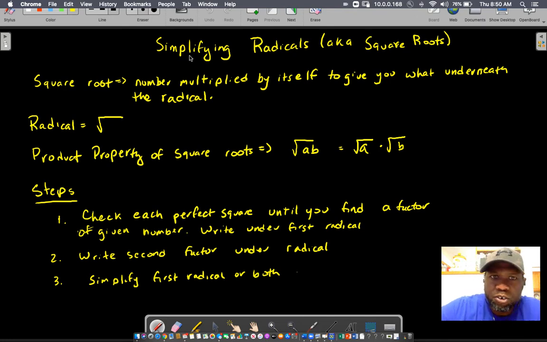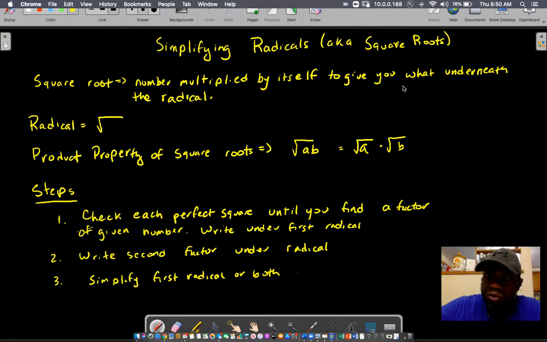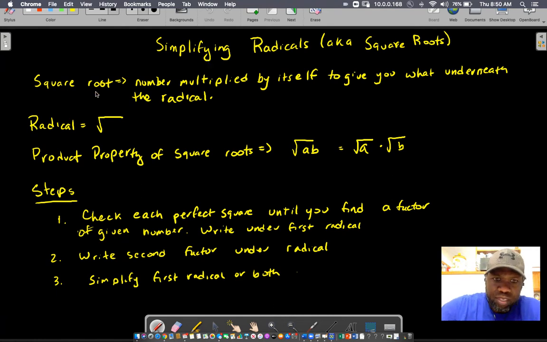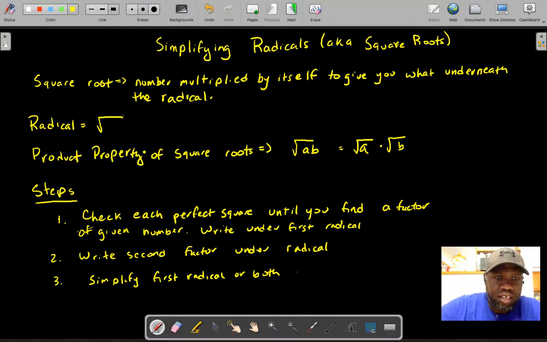Okay? So first we have simplifying radicals. So what is a square root? A square root is a number. I think you guys probably know this. A number multiplied by itself to give you what is underneath the radical. The radical portion is basically the square root, the line, and the little thing on the top. That is called the radical. So what we're doing is simplifying radicals, but realistically, it's called square rooting those radicals.